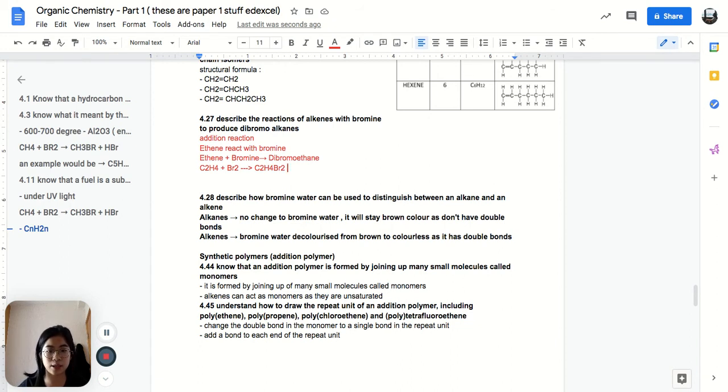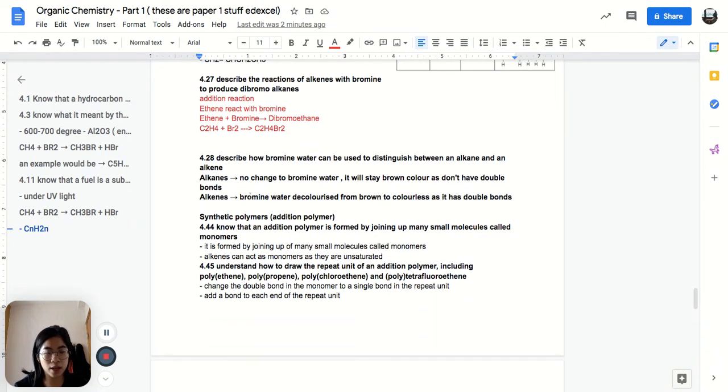Bromide water can actually distinguish whether the solution is an alkane or an alkene. If it's an alkane, there will be no change in the bromide water. It will stay brown in color as they don't have double bonds, so it won't discolorize any of the bromide water. But alkene, because it has a double bond, will decolorize the bromide water from brown to colorless. So you should remember: brown to colorless, alkene; no change, alkane, because they don't have double bonds.